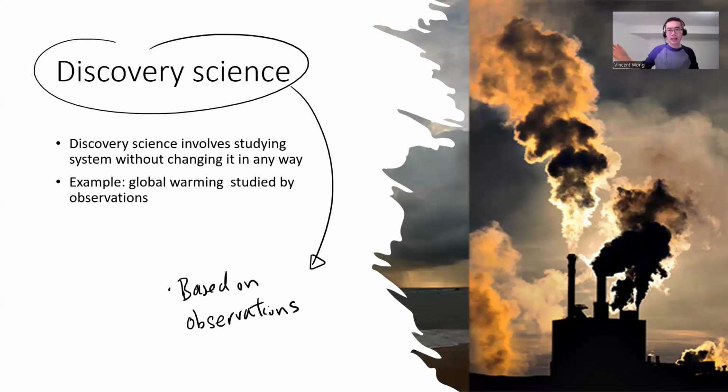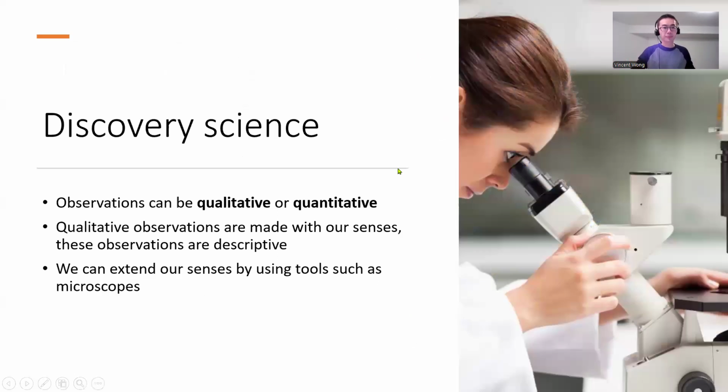There are many things that you can study without changing them. Global warming is one thing. You're just looking at what's happening. Astronomy is another discovery science. So you're just watching, you are making observations. That's the essence of discovery science. You're not doing an experiment. You're just watching something that's already taking place, and then you can ask questions about it.